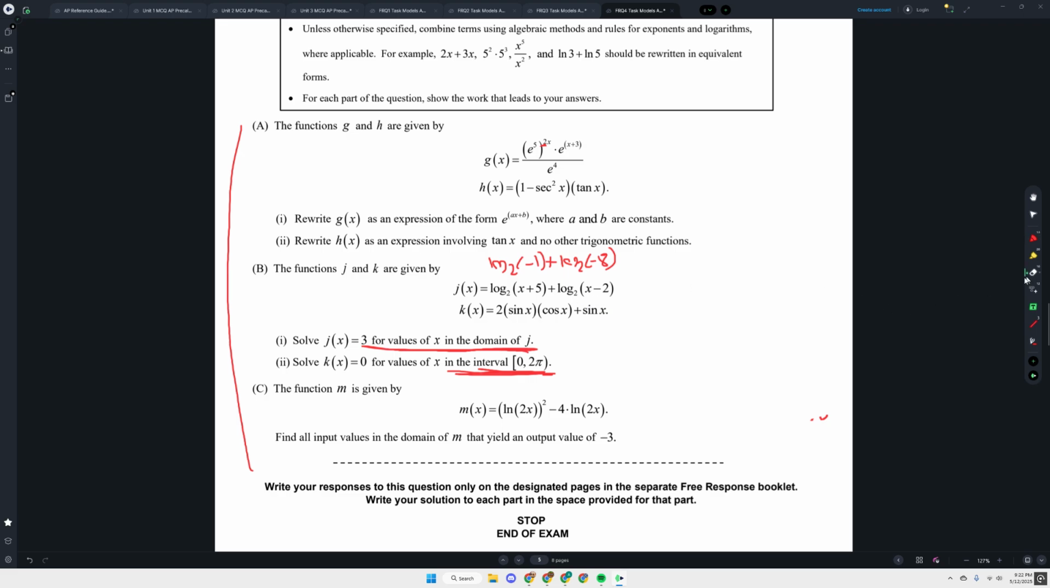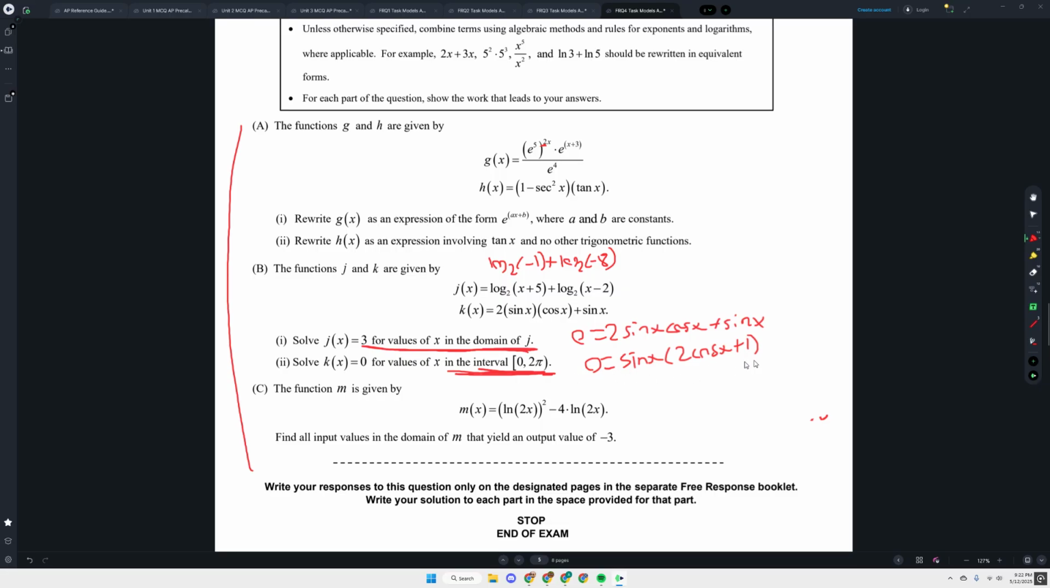Questions differ. Some may be easier, some may be harder, depending on your skill. For this one, it's the same idea. 0 is equal to 2 sine of x cosine x plus sine of x. The way I would solve this is first to factor out sine of x. And if it doesn't work, you can always try a different way after solving.